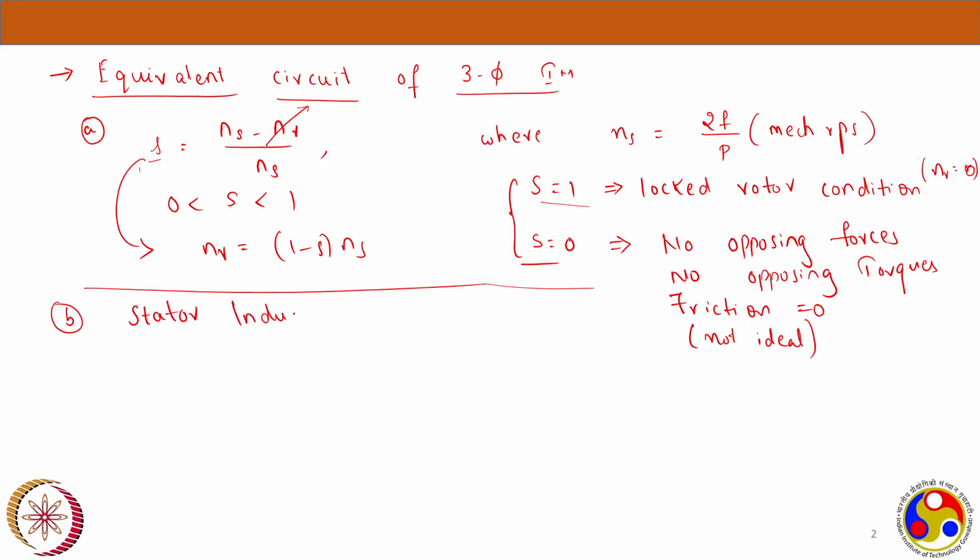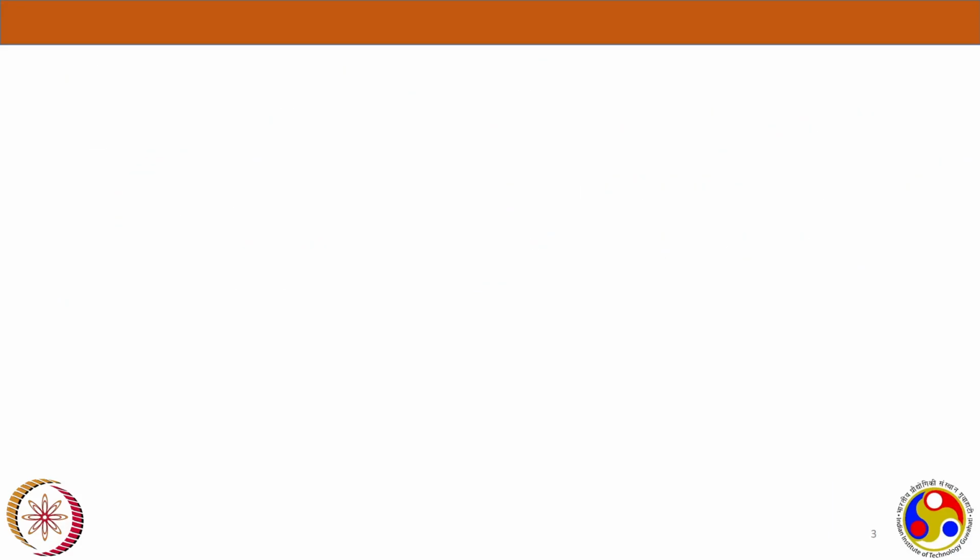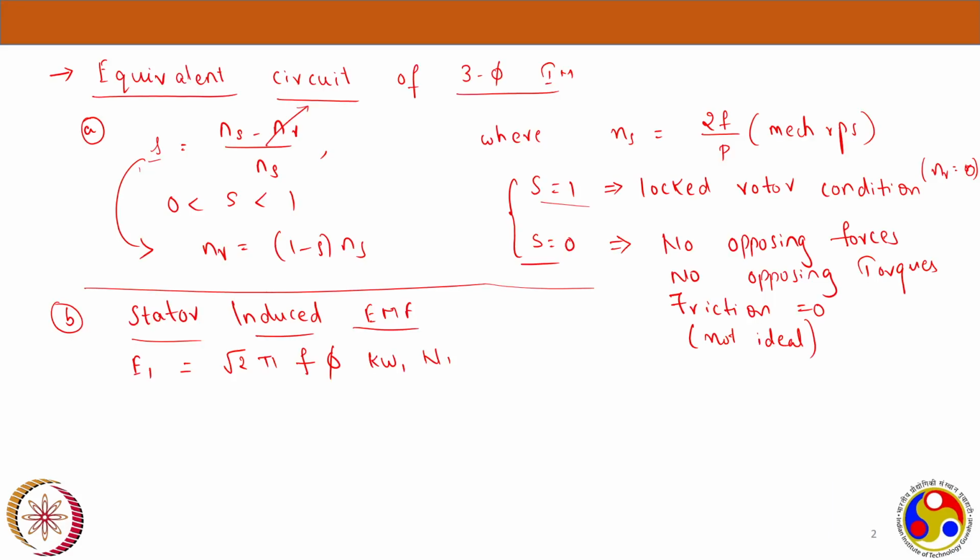Stator induced EMF. Now I would call it E1, because it represents the stator side. The formula is root 2 times pi f, flux phi per pole, Kw1 and N1. See, now the Kw1 here is the winding factor of the first side.